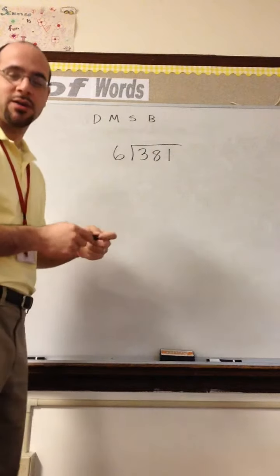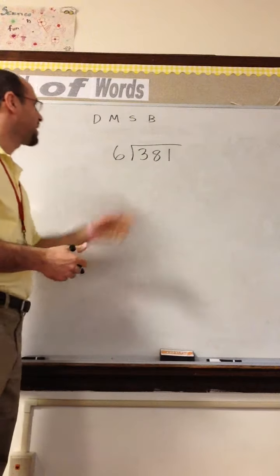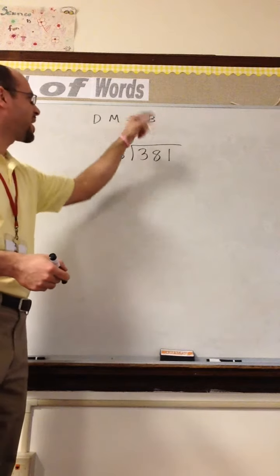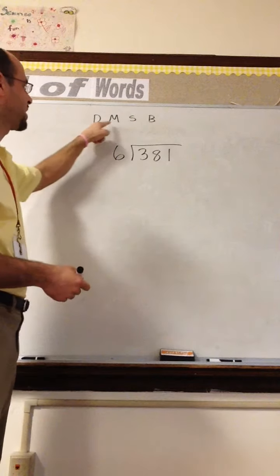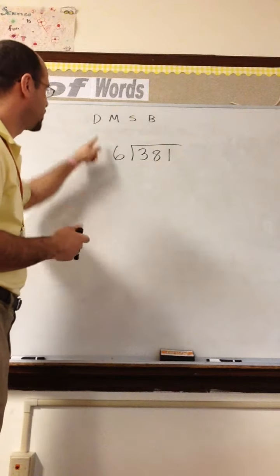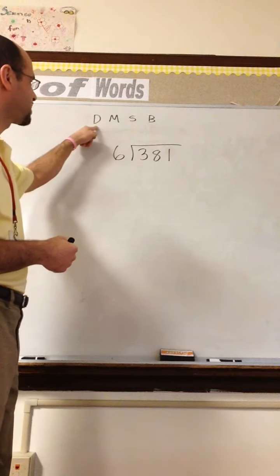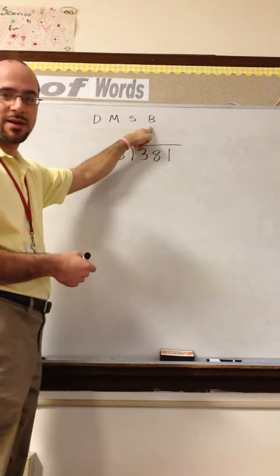This is long division in what I call the family method. Some people say dead monkeys smell bad, or dead men sing badly. I like to say daddy, mommy, sister, brother. It's a family method. So the first thing I want to do is understand that this is division, multiplication, subtraction, and then bring down will be your last step.